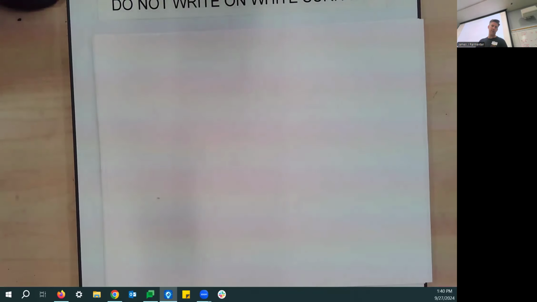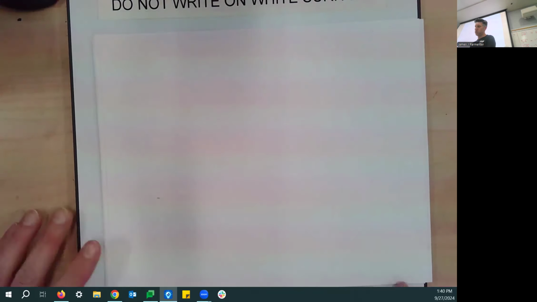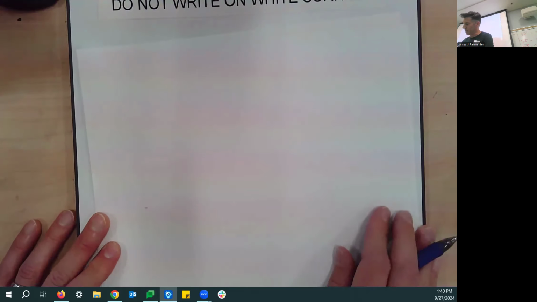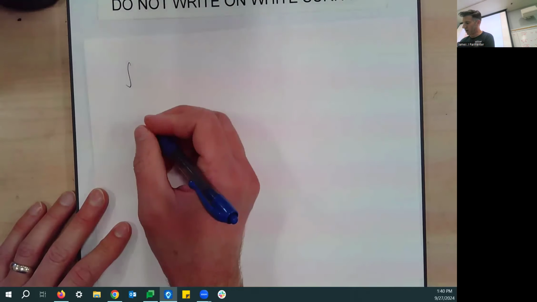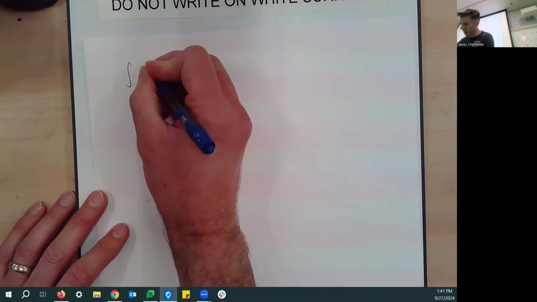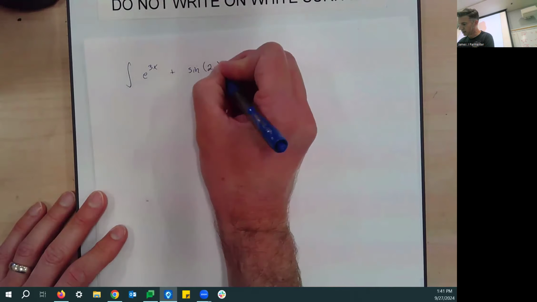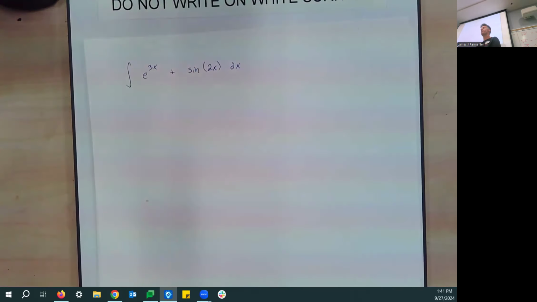So let's look at something a little trickier. Let's say we want to find the antiderivative of e to the 3x plus sine of 2x dx. We're not quite at u substitution, I think. But this problem could be done via u substitution if you wanted to, but I don't want you to.